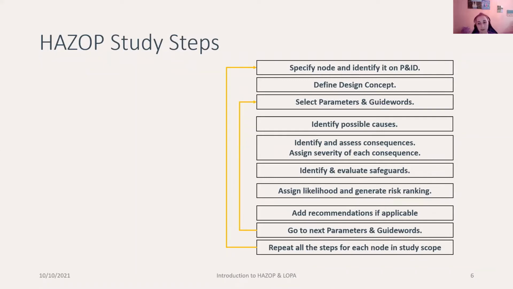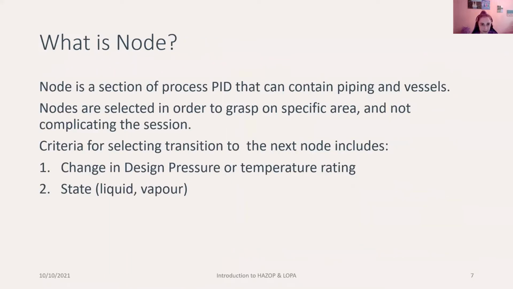After all of that, you are moving to the next guideword, next deviation, and then you're repeating all the steps for each node in your study scope. So let's go one by one then. Specifying node and identifying it on P&ID.